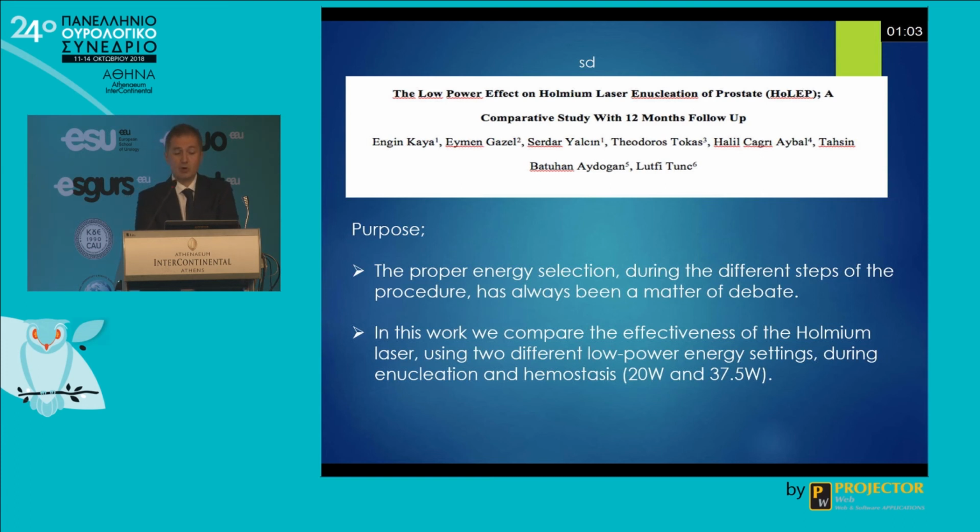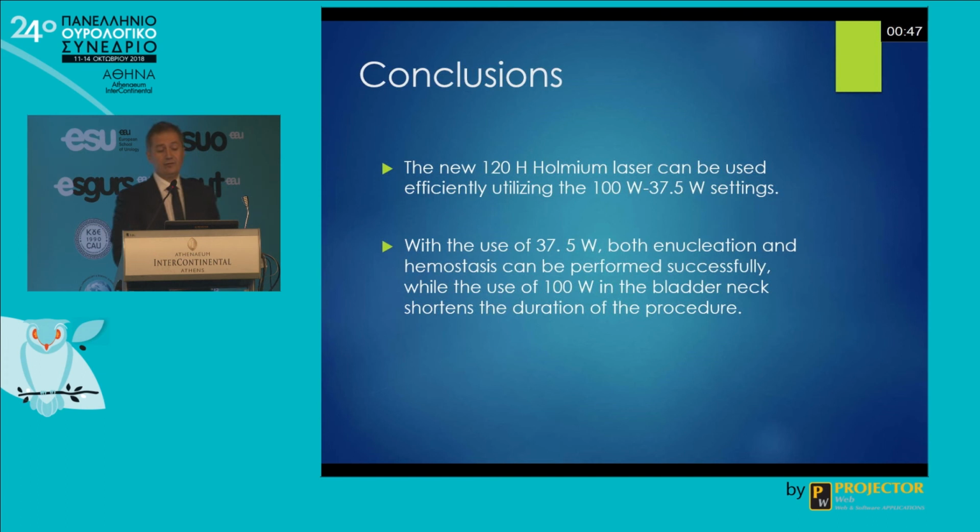The other study is the lower energy effect of holmium laser enucleation of prostate, a comparative study. The proper energy selection during the different steps of the procedure has always been a matter of debate. In this work, we compared the effectiveness of the holmium laser using two different lower energy settings during enucleation and hemostasis, and we concluded that the new 120 watt holmium laser can be used efficiently utilizing approximately 40 watt settings. With the use of approximately 40 watt, both enucleation and hemostasis can be performed successfully, while the use of 100 watt at the bladder neck shortens the duration of the procedure.